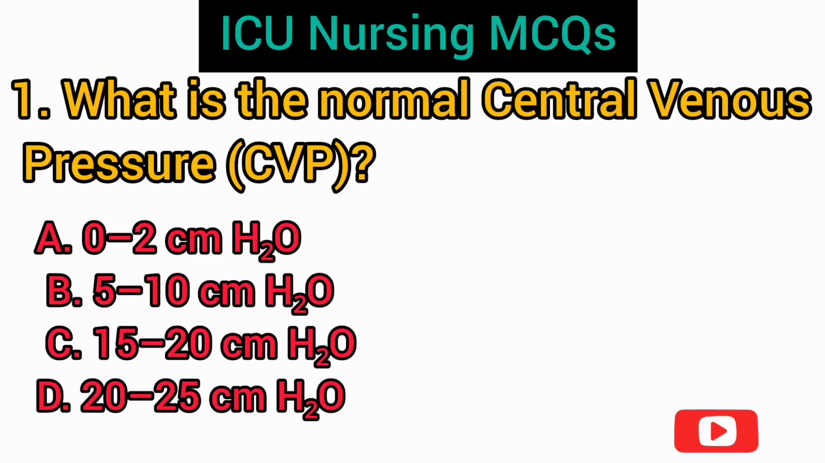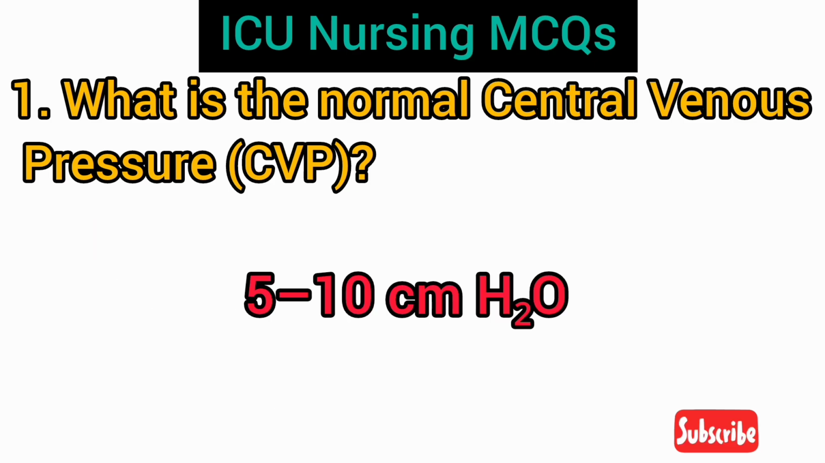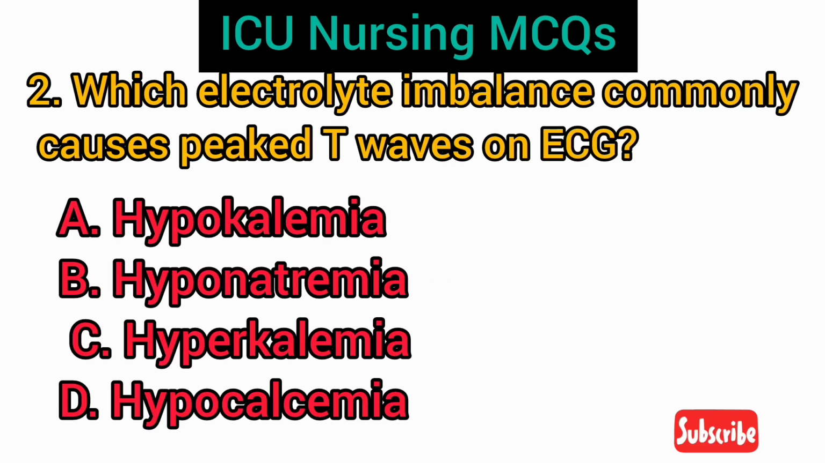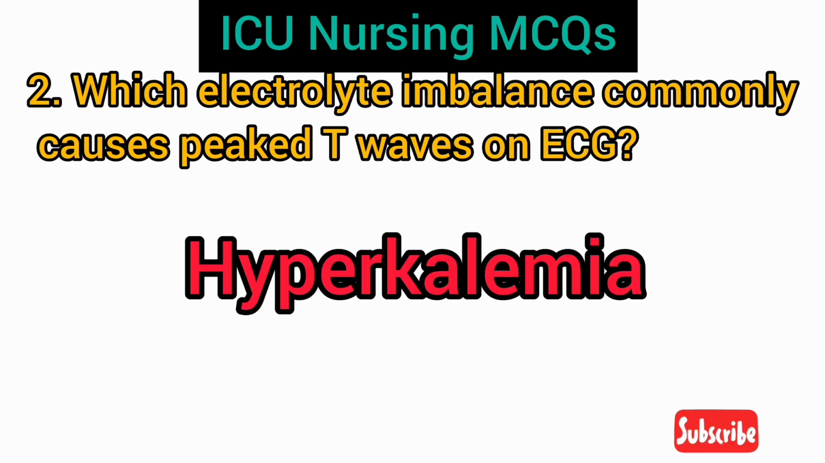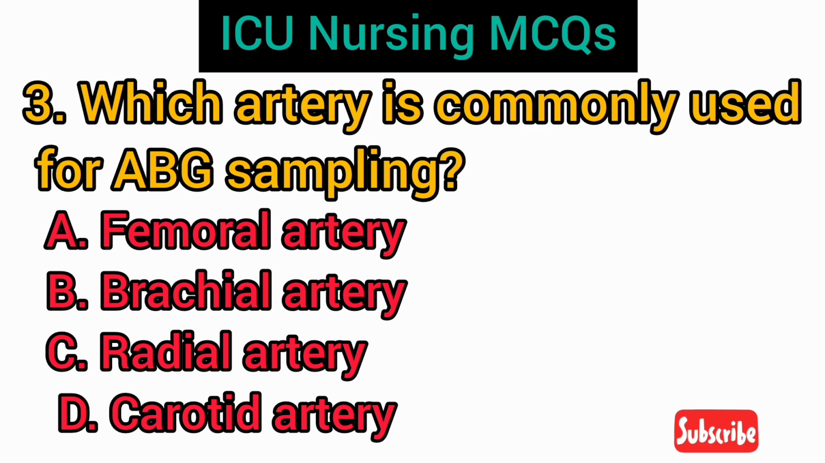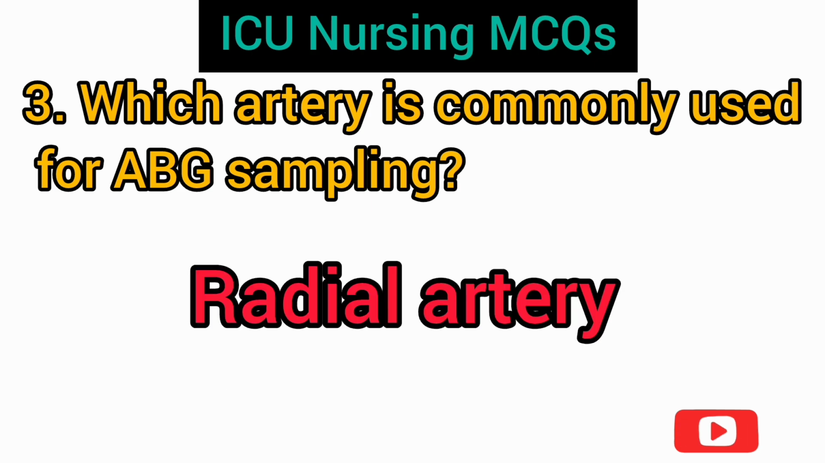What is the normal central venous pressure, CVP? Answer is 5 to 10 centimeters H2O. Which electrolyte imbalance commonly causes peaked T waves on ECG? Hyperkalemia. Which artery is commonly used for ABG sampling? Radial artery.